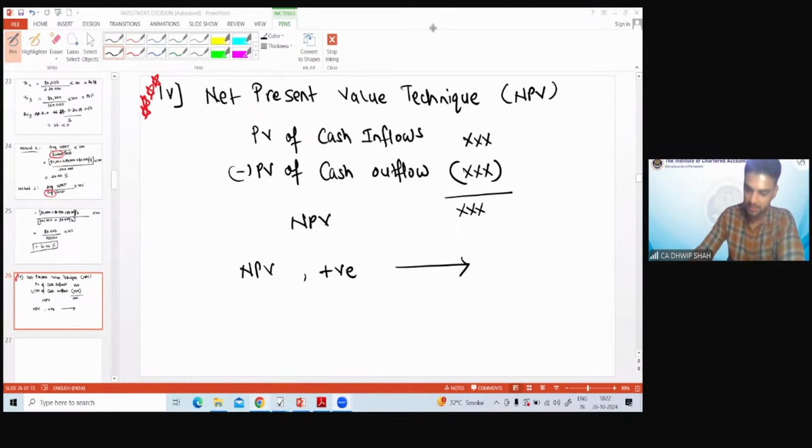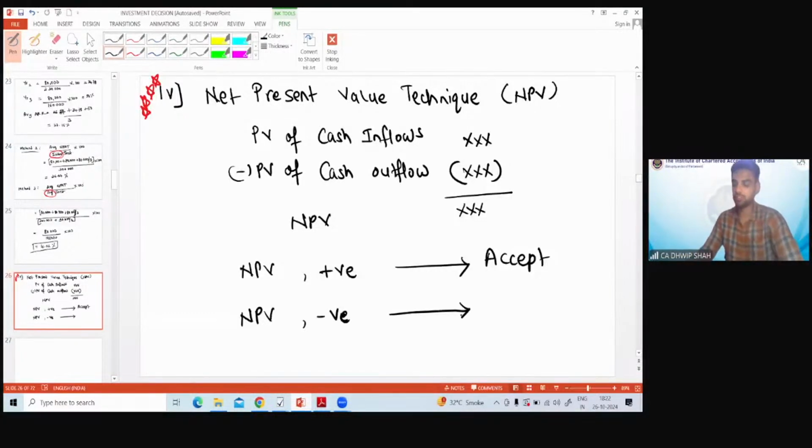Accept. Yes, that's correct. Accept everyone. So the outcome of this technique is, if NPV is positive, then you should accept the project. Likewise, if NPV is negative, it means the present value of cash inflows is very much less than the present value of cash outflows. So you need to reject the project. Okay?